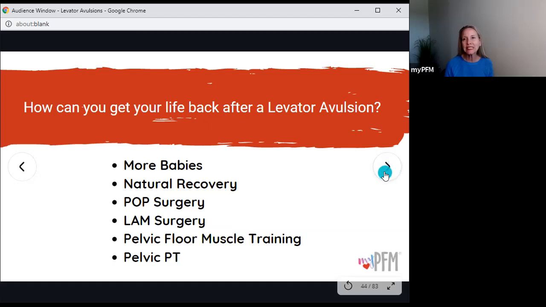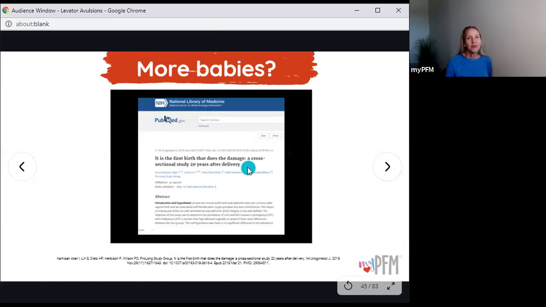So there wasn't enough time to do all of these justice, but I'll give you a summary. One of the most common questions that I get, especially on social media, is, if I have a levator avulsion or have pelvic organ prolapse, should I have more babies? Can I have more babies? Is it going to make it worse?